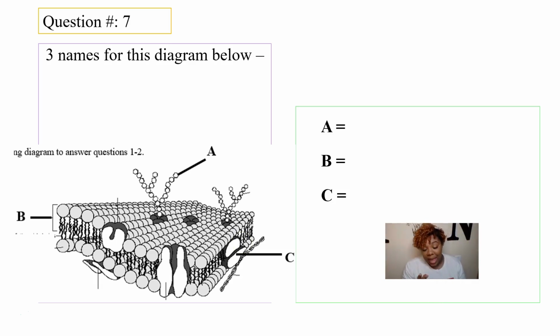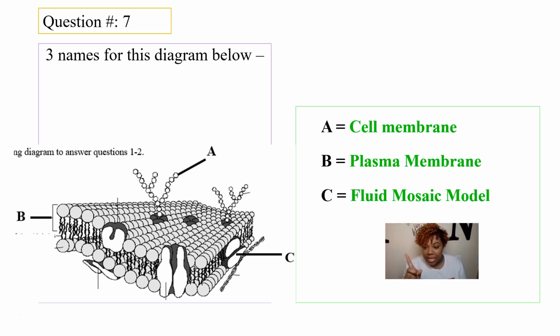Now, give me the 3 names for this diagram. 5 seconds. All right. Cell membrane, plasma membrane, fluid mosaic model. Those are the 3 names for this picture right here.